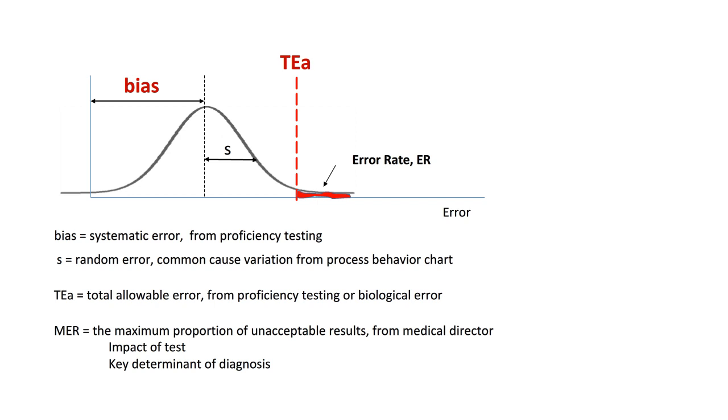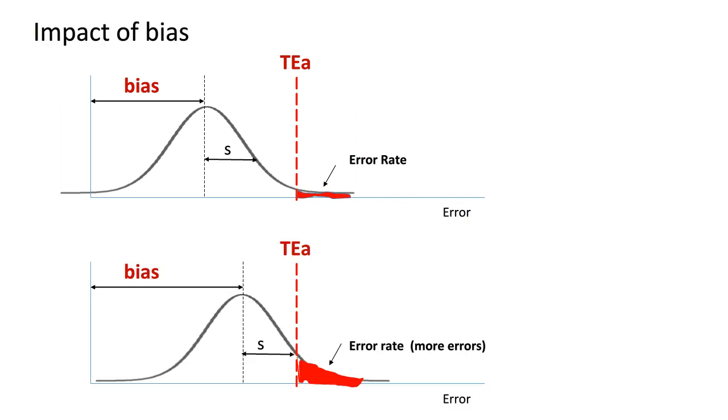Clearly, we want to eliminate all serious errors, but that's impossible. The maximum error rate is an index that is related to the consequence of errors and is determined by the medical director. Let's look at the impact of bias on the error rate. In the upper graph, we see a relatively low bias, and a small amount of testing exceeds the allowable error rate. So the total serious error rate is low. In the bottom panel, the bias is increased, moving the distribution of results closer to the limit of total allowable error. Now the proportion of serious errors has increased, and that's shown by the red area to the right.